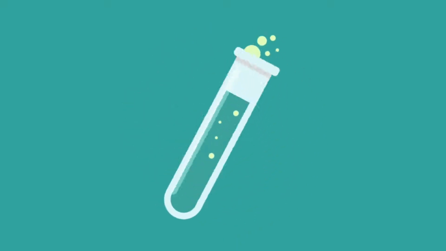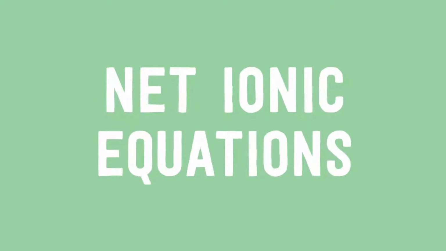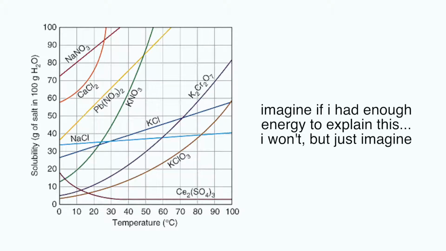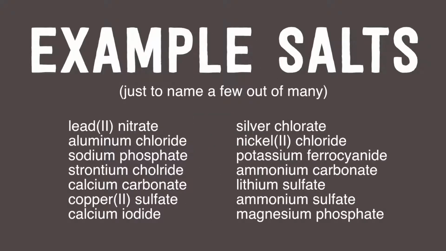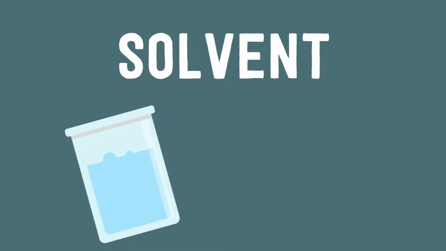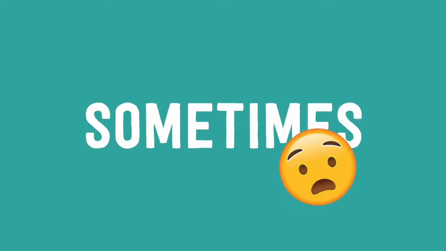And with that information out of the way, we can get started on solubility and net ionic equations. Now, solubility is a pretty big topic on its own, but today we are only focusing on solubility with two salt reactants. For net ionic equations to happen, we first need two salts to dissolve in the solvent, which is usually water, but sometimes this doesn't happen.